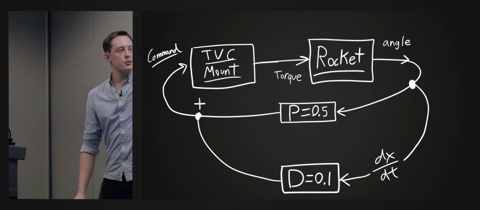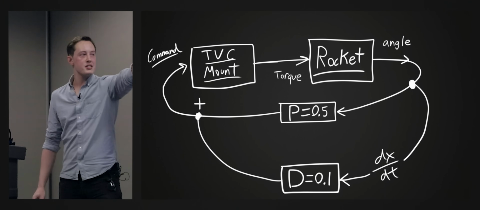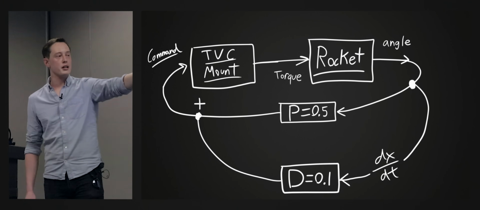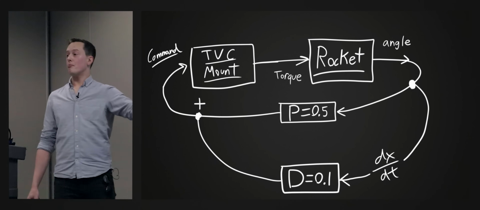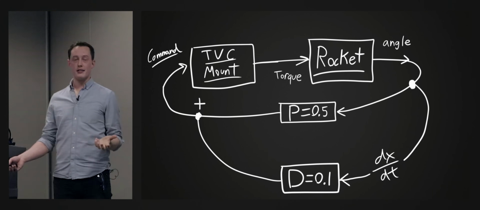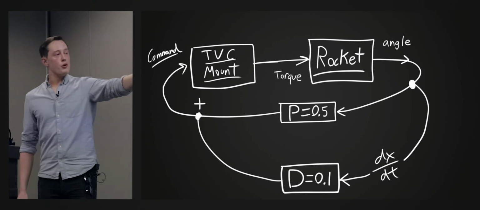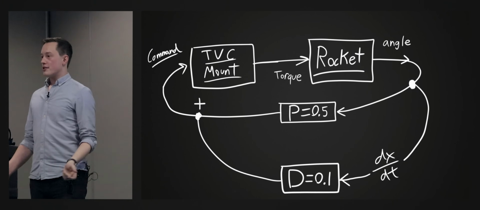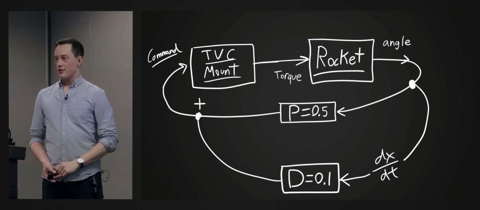So I have 2 degrees on the angle, and then when we send this back into the P gain, that's what this is called, by the way, is a gain. These multipliers are called gains in control systems. When we multiply this by 0.5, we get 1. So we have a 1 degree deflection on the thrust vector control mount.